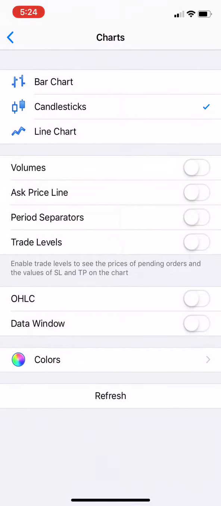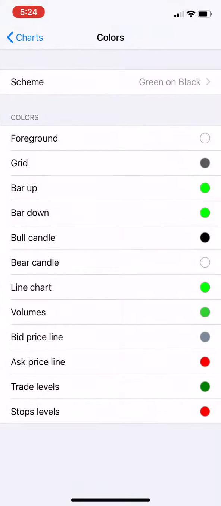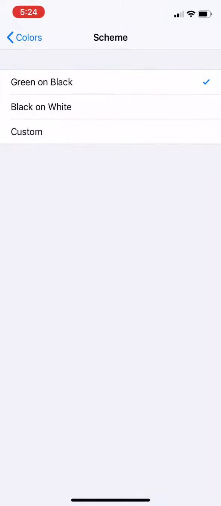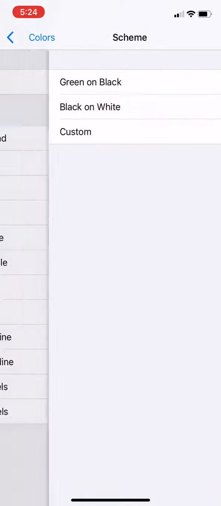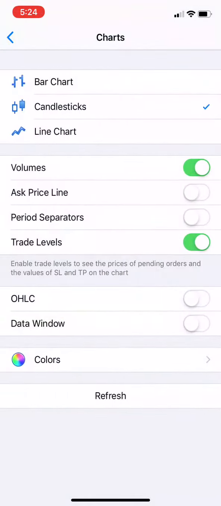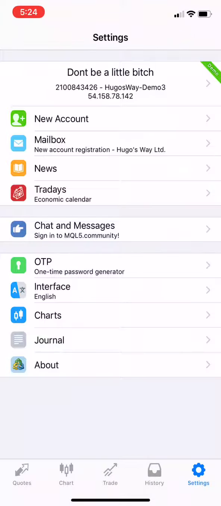Slowly, you'll go to volumes and you'll click that on. You'll go to trade levels and you'll click that on. You'll go to colors, and a good one to select would be black and white. If you select black and white, it should look like this.